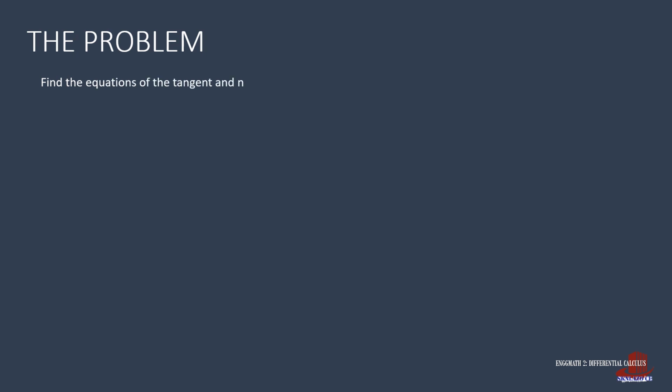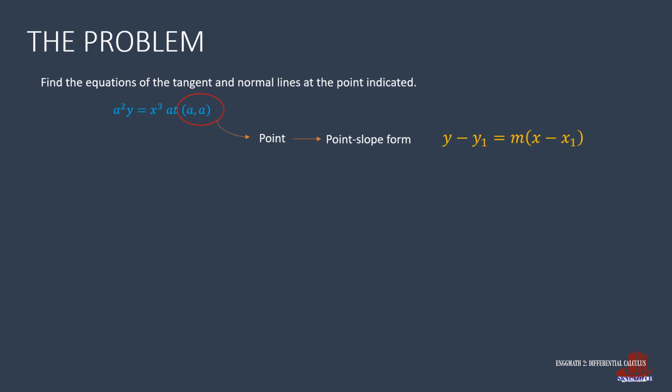The function is a squared times y equals x cubed, and we are to determine the equations of the tangent and normal lines at point (a, a). With the x and y coordinates provided, we are to use the point-slope form, y minus y1 equals m times x minus x1. The first step is to determine the slope m.